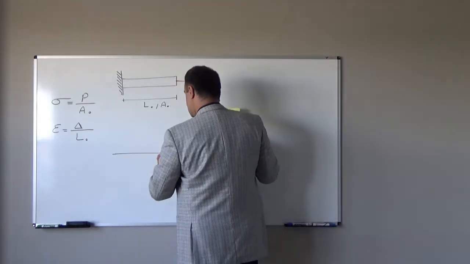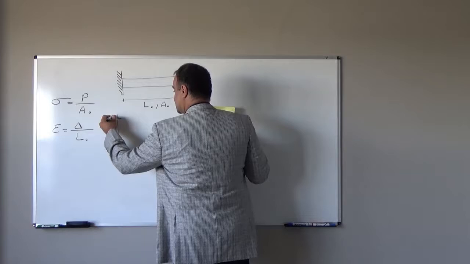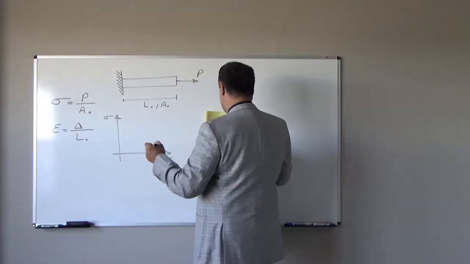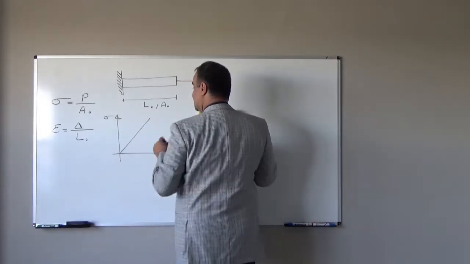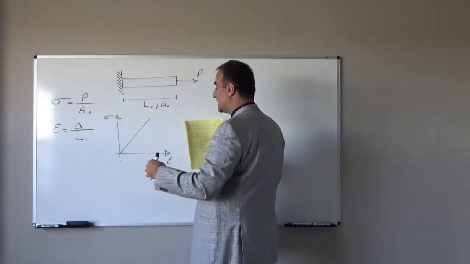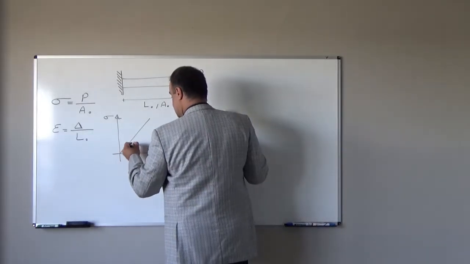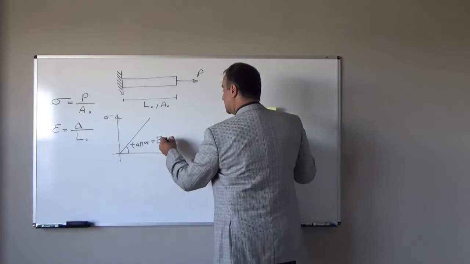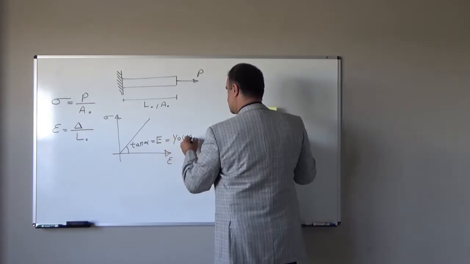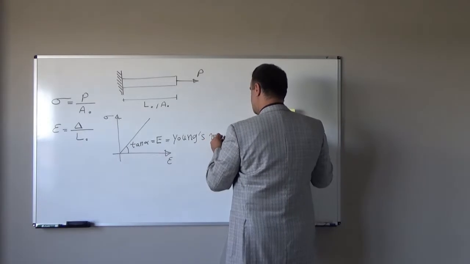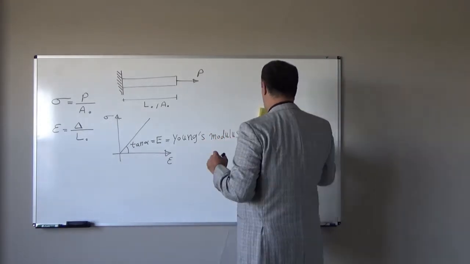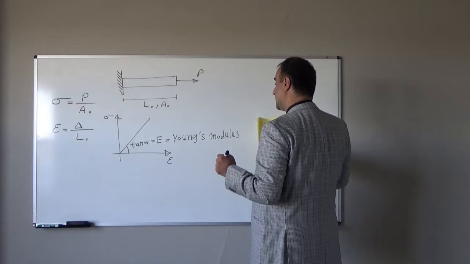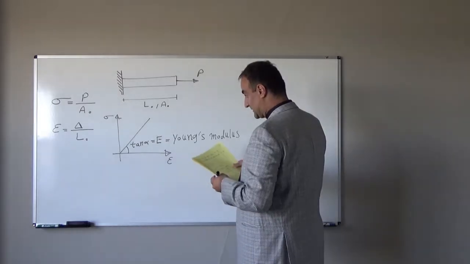If we draw the stress-strain curve for linear elastic material, it will be one diagonal line. The slope of this line, tangent alpha, we will show with E. We call it Young's modulus. Young's modulus is a mechanical property of the material, and it measures the stiffness of solid.